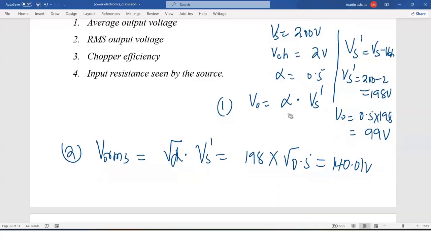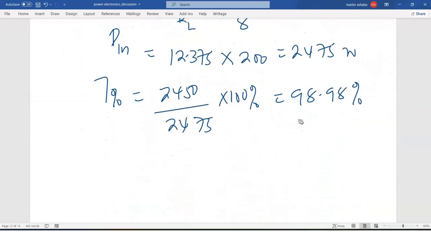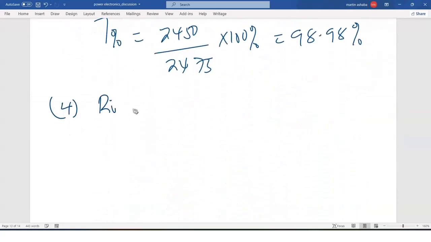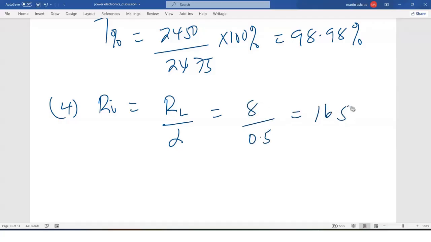Then the input resistance seen by the source. So Ri is always given by RL divided by the duty cycle of the chopper. So RL is 8, the duty cycle is 0.5, and this is 16 ohms.